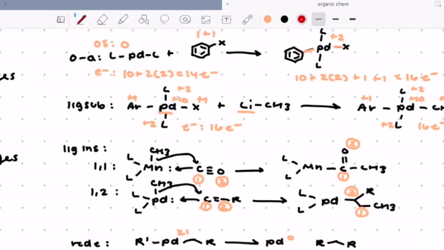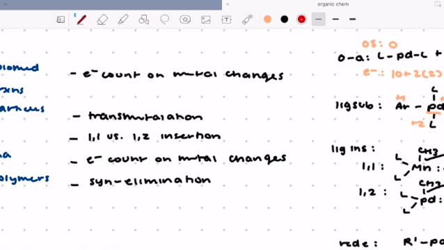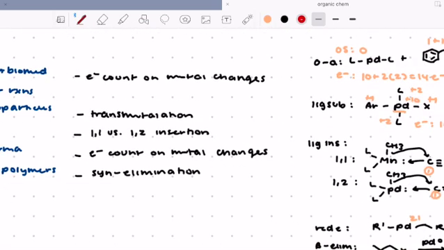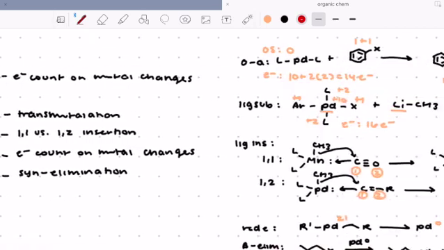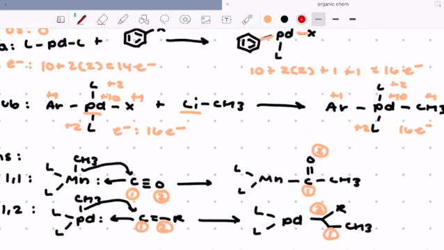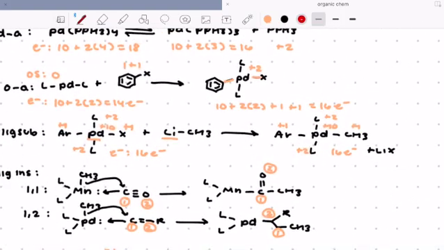Next is ligand substitution. And this can either be 1,1 or 1,2. Oh, sorry. It's a transmetallation reaction. So here we can see that there is going to be no change in electrons. You're essentially just swapping the groups. So this ligand is substituted for the CH3.